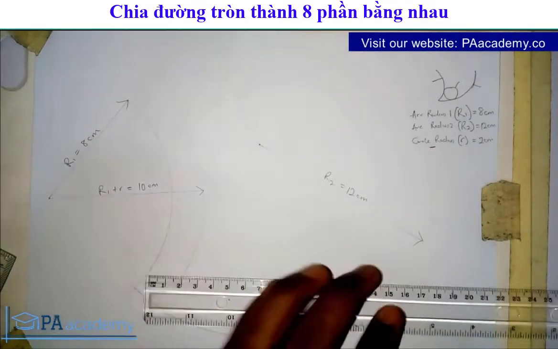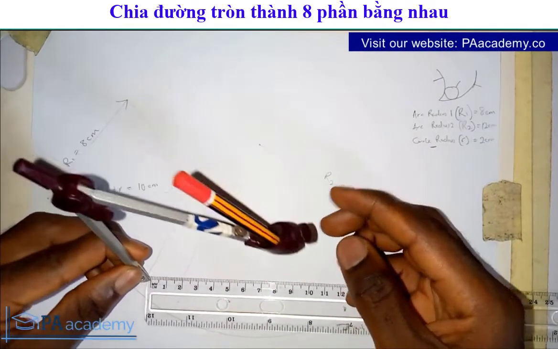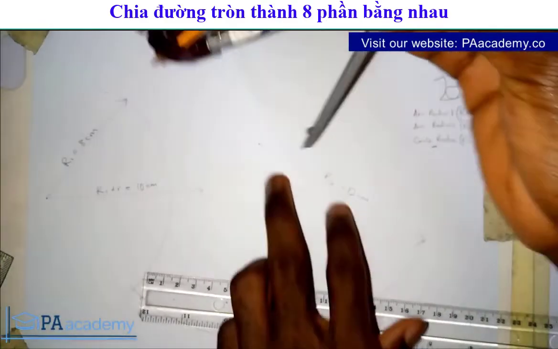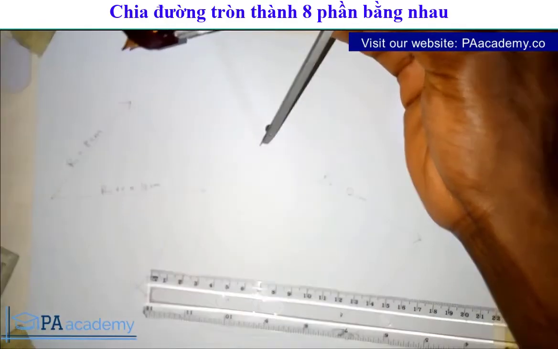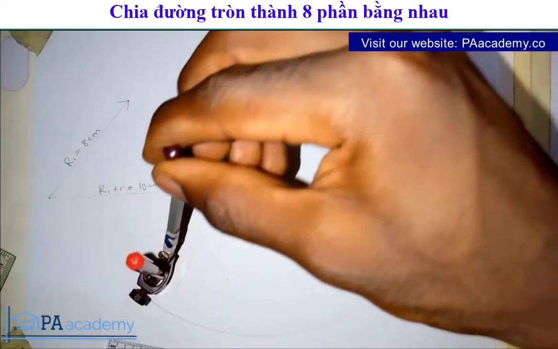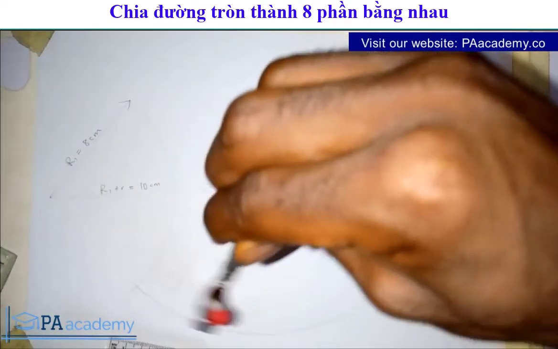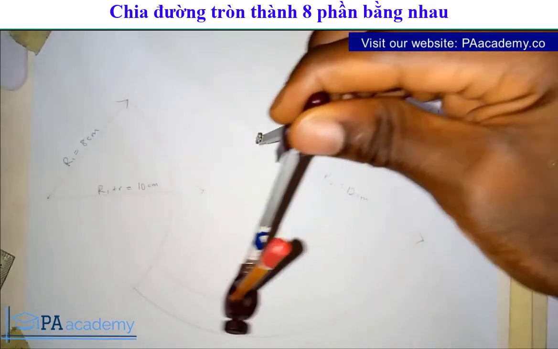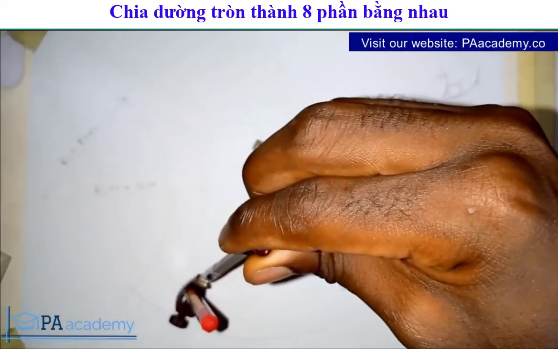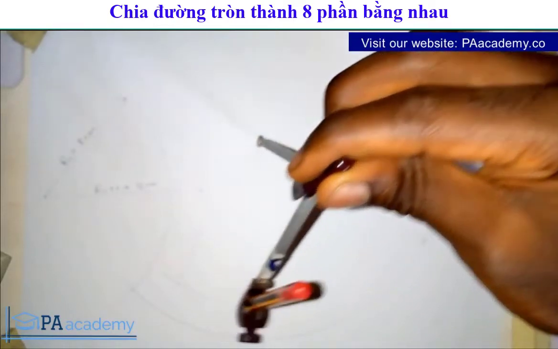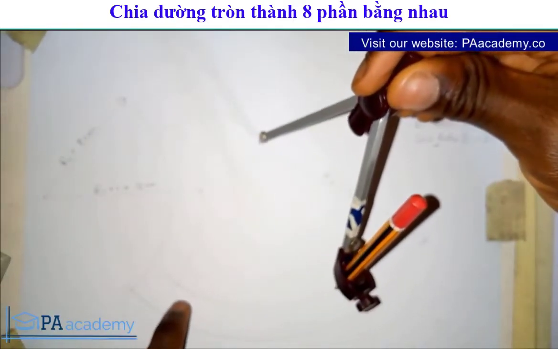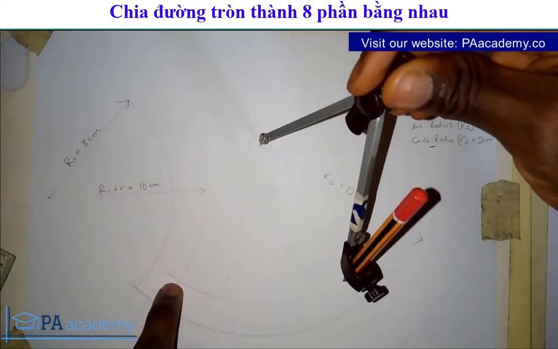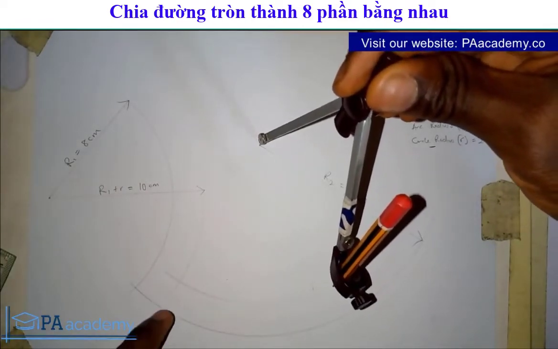So I'll pick my compass and measure the 10 centimeter. Okay, so my compass is still on 10 centimeter. So you put it at this point, and then you draw the arc. So we don't need to draw a full arc, since we already have it to intercept with the first arc. Since they already intercept, we can just leave it like that.